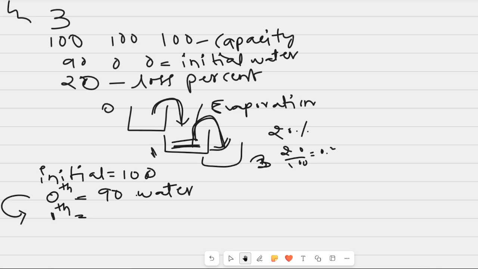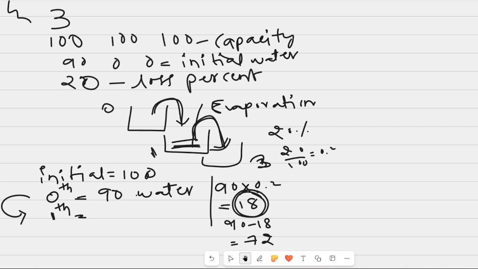During this process some evaporation happens. Let's find out how much evaporation happened. Previously the water is 90 and the loss percentage is 0.2. So 90 into 0.2 is equal to 18. So this is the amount of loss, and we need to subtract it from the total water. So 90 minus 18 is equal to 72.